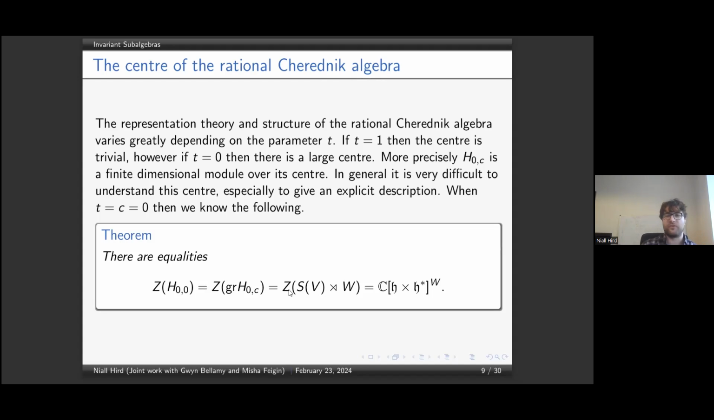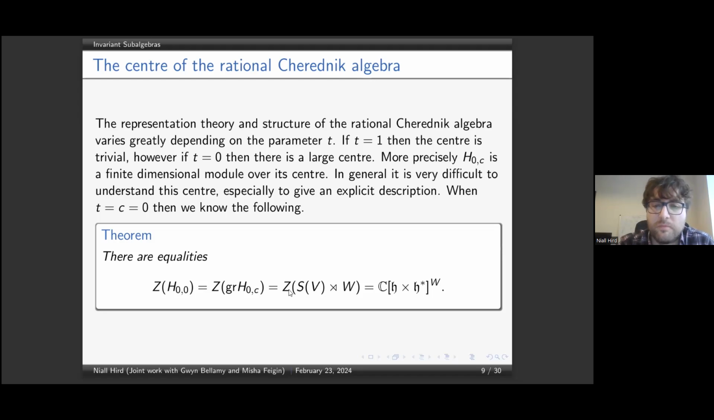But if T is equal to 0, then you have a really large center. So what I mean by this is that your rational Cherednik algebra is usually this infinite dimensional guy, but it becomes a finite dimensional module when you consider it over its center. So typically pretty large. And then it's due to Etingof and Ginzburg that we know what the center is of the rational Cherednik algebra for T and C both equal to 0. So we know that quite explicitly.